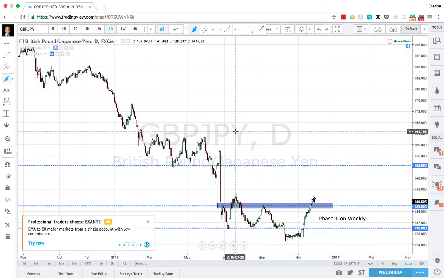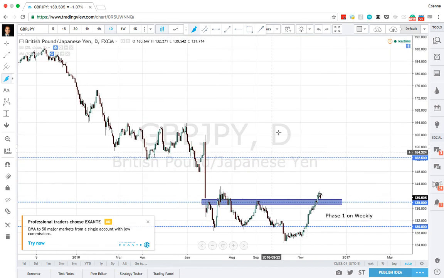GBP/JPY, pretty much the same thing here. I don't want to trade this for now because we are sideways. We broke down below, came back here. So we're going to be sideways and we don't have any clear range. Okay, we might, like we have one high. We have this strong level with two lows, 130. But apart from that, 138, which is not holding. So I'll have to skip it for now.